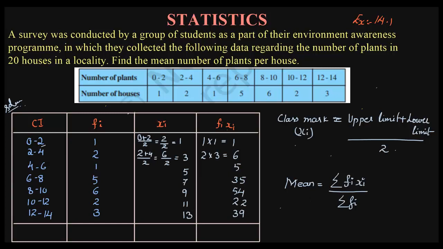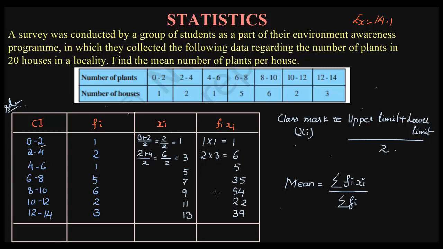Now in the formula we don't have only fi into xi. What is this extra one? It is summation. So what we need to do? We need to add these two columns, because in the formula numerator we have the summation of this column and in the denominator we have the summation of this column.